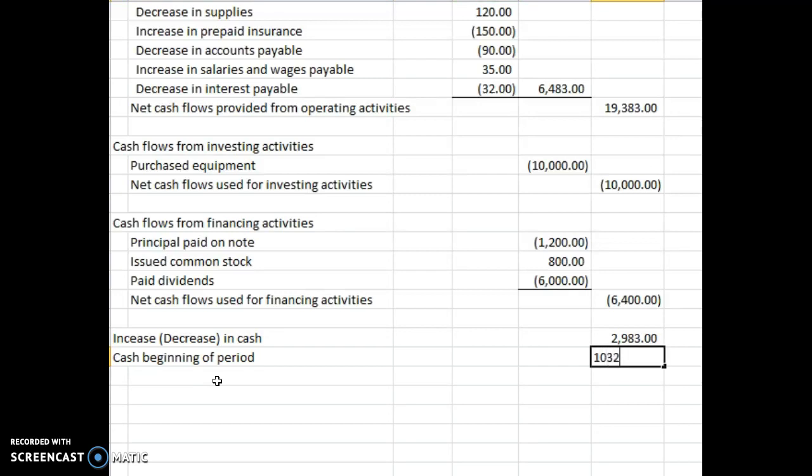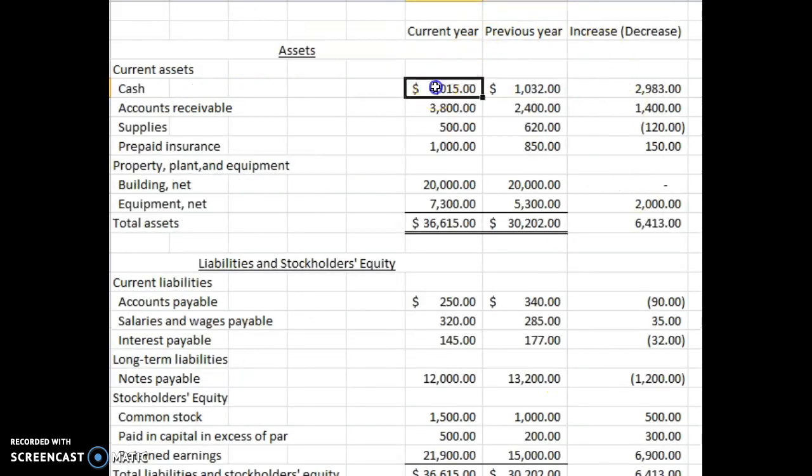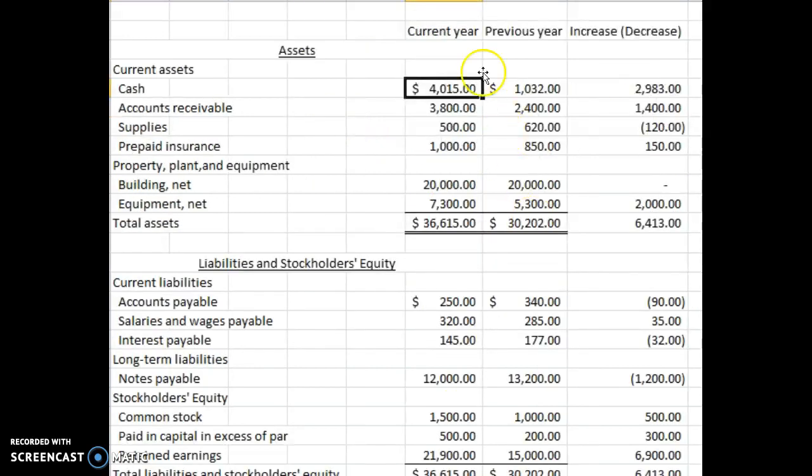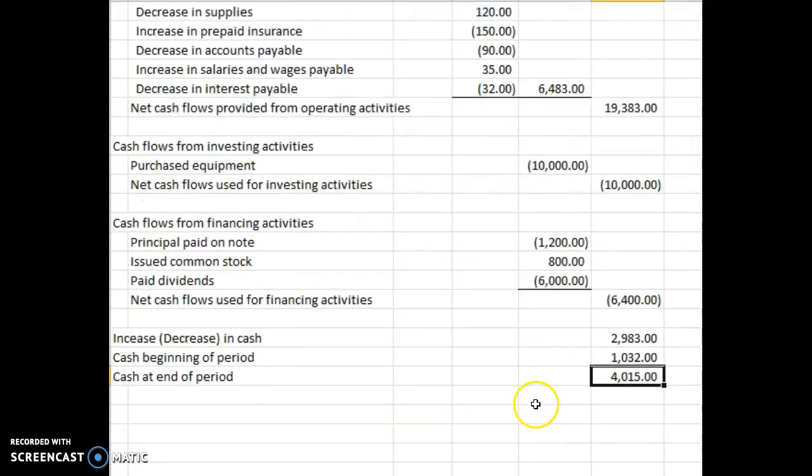And it was 103.2. If we look right here, that's my beginning cash. Since that's an increase, I'm going to add it to my beginning cash. And that means that cash at the end of the period should be $4,015. Let's see if that's right. Ta-da! There it is, in our regular, not our comparative, balance sheet. So we have successfully completed the cash flow.